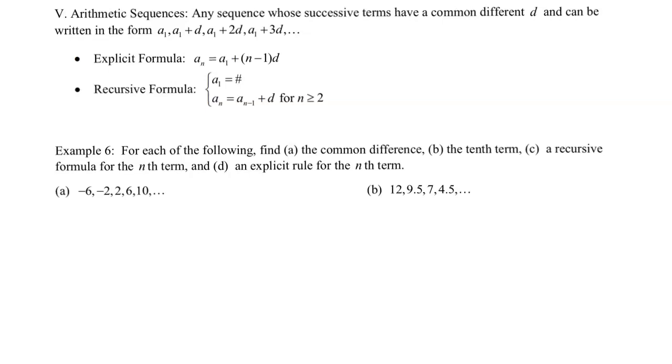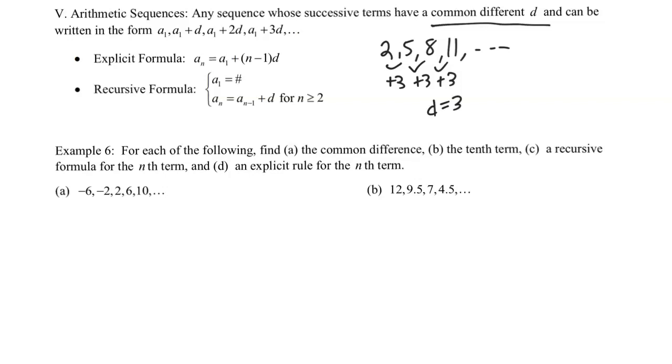Okay, in the next section of the notes, I want to discuss what are called arithmetic sequences. An arithmetic sequence is a sequence whose successive terms have a common difference. For example, if I had the sequence 2, 5, 8, 11, etc., this would be called an arithmetic sequence because to get from each term to the next term, you are just adding 3, and that 3 is what we call the common difference.